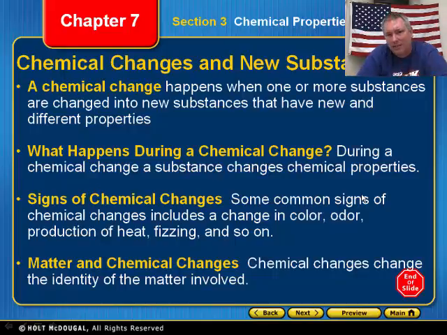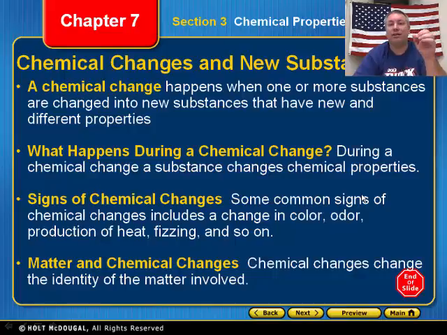Now, pay attention. One of these things happening doesn't necessarily mean a chemical change has happened. Here's an example. You take Kool-Aid. You put that Kool-Aid inside that jug of water. That jug of water is clear. You put that Kool-Aid in there, all of a sudden it changes color. It changes from clear to red. That is not an example of a chemical change. It's an example of a physical change of solubility. That is not an example of a chemical change.